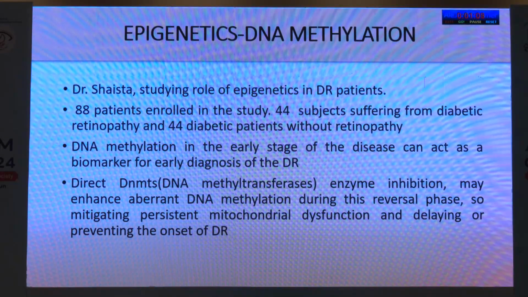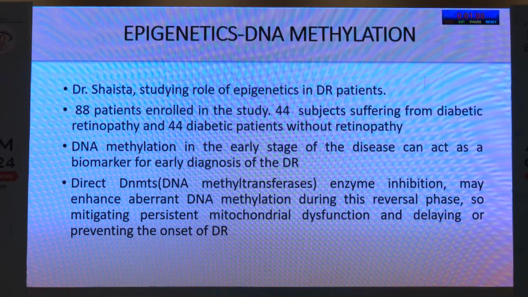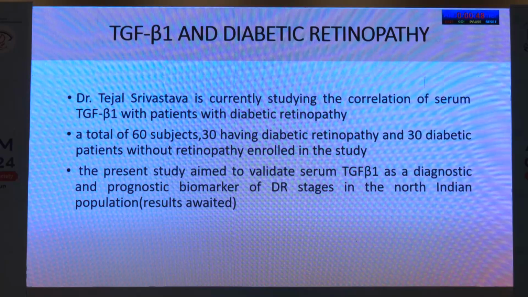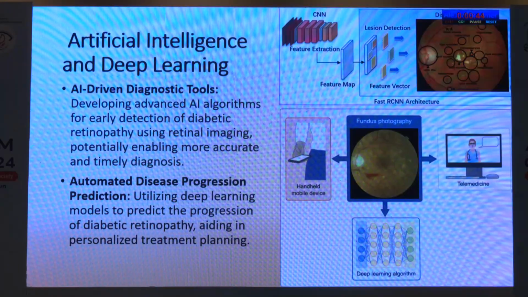One of the works we are doing is on epigenetics. Epigenetics is basically disease modifying. We don't change the genes, but factors which change the gene quality basically. So we are working on a DNA methylation study, which is affecting the mitochondrial dysfunction. Another study is on inflammatory markers. One is transforming growth factor beta 1, and another is ICAM. Both of these are ongoing studies.